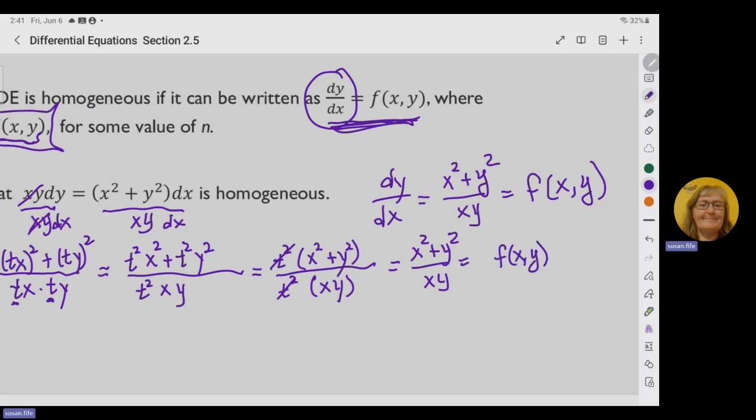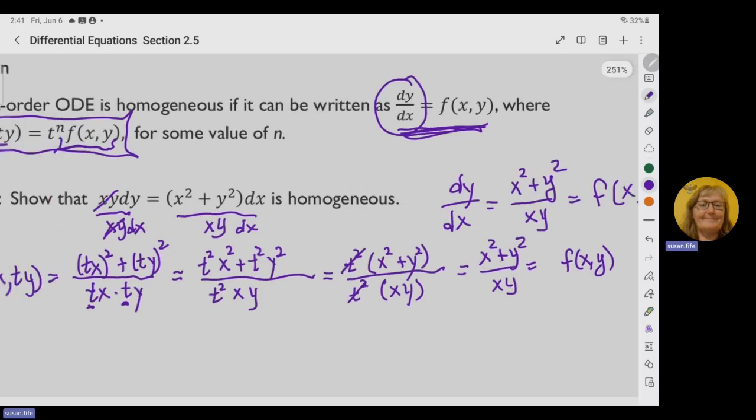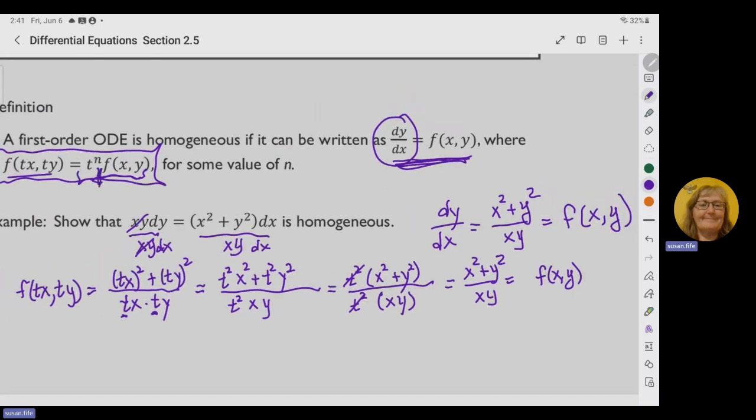So I saved a little space there so I can show you that this is homogeneous. You could write this as t to the 0 power times f of x, y. So this is homogeneous of order 0, because that power is 0.